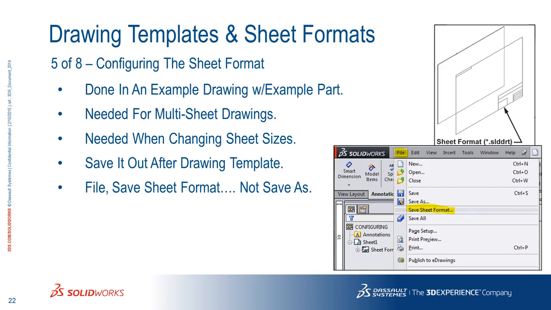Typically, we save it out after the drawing template is working fairly well, after we've tested it some. And the way you do that is from the File menu, and it's not Save As. Why SOLIDWORKS chose to put this in a different location, I don't know. It's just always been on the File menu specifically to save out the sheet format of that drawing file.